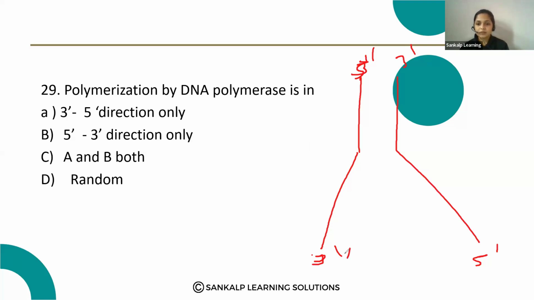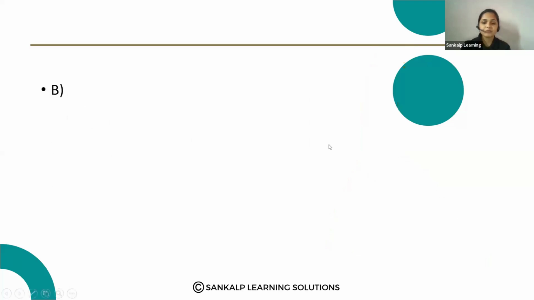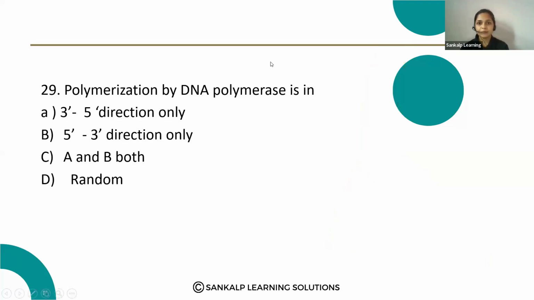So it starts here, 5' to the 3' direction, because both should be in opposite polarity, right? You know what polarity they should have. So the correct answer is option B, that is 5' to the 3' direction only. Always, synthesis happens in the 5' to 3' direction.